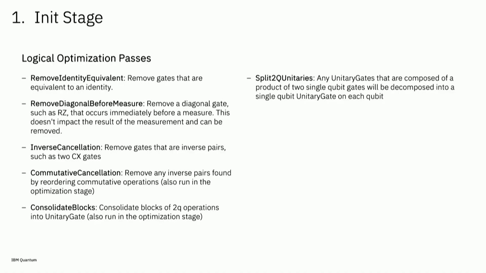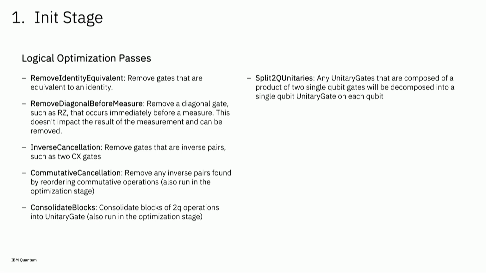Then there's commutative cancellation, which is removing inverse pairs, accounting for commutation relationships between gates. We'll cover that in more depth because we also run that in the optimization stage. So we'll talk about that in a little bit more depth later. Similarly, consolidate blocks is a pass that's used to consolidate operations into blocks of unitary matrices. We'll also talk about that during the optimization stage because we do that there as well.